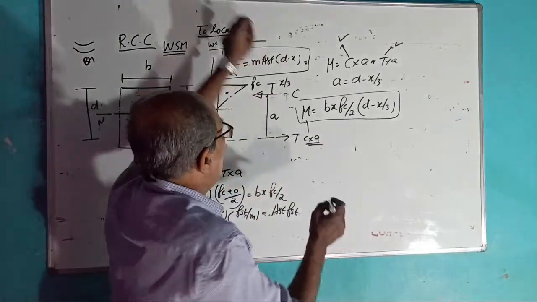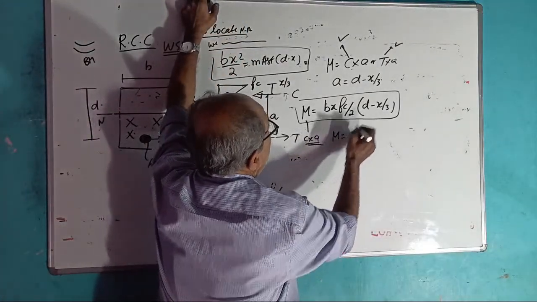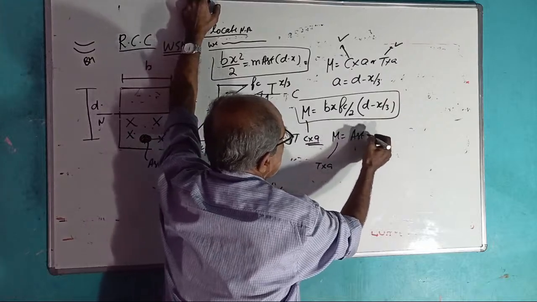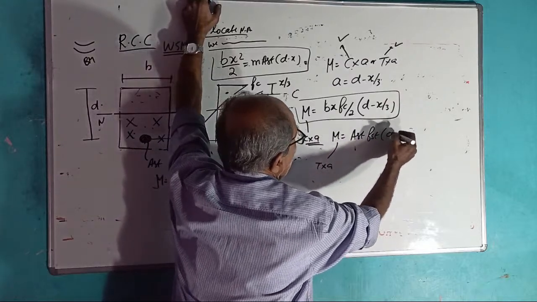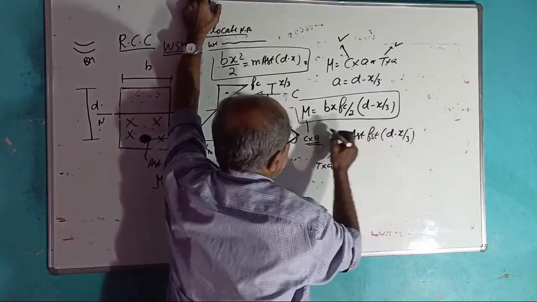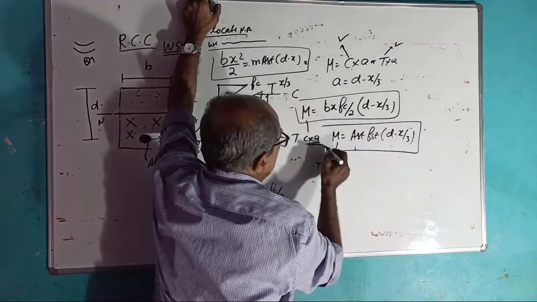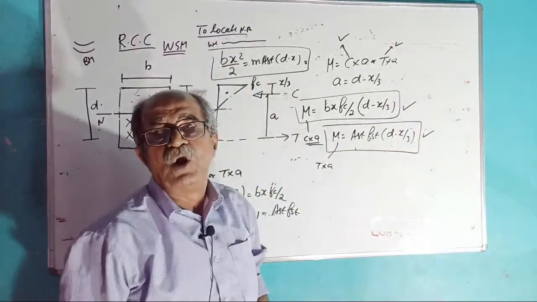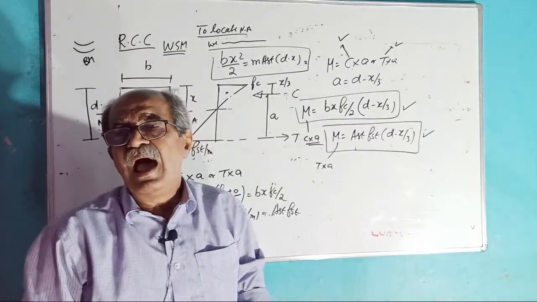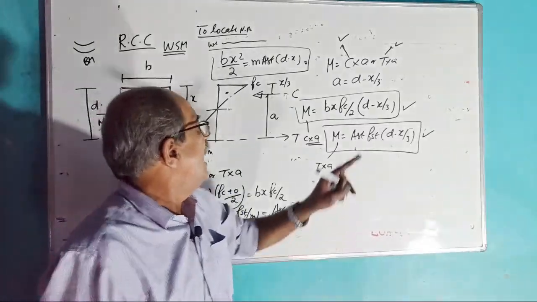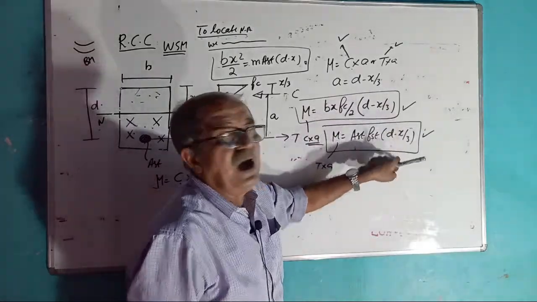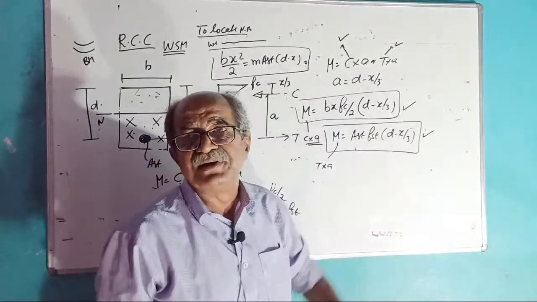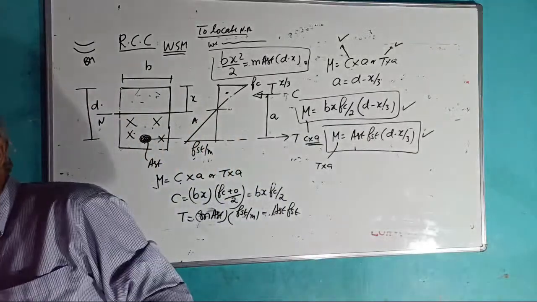Principle same. And if I take M the other way, if I take M equal to T into A, it will come AST into FST into D minus X by 3. If you know RCC, you will be knowing these two equations. Tell me. At least if you are not knowing, today remember, I am not going for RCC. I am telling only X. What is the analogy? At least tell me. Have you heard of this equation in RCC? Tell the answer.